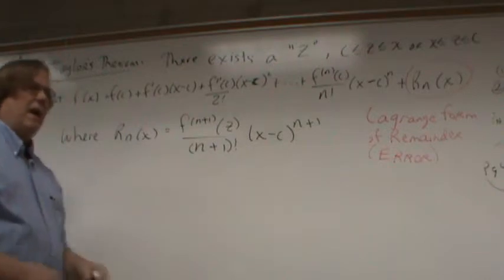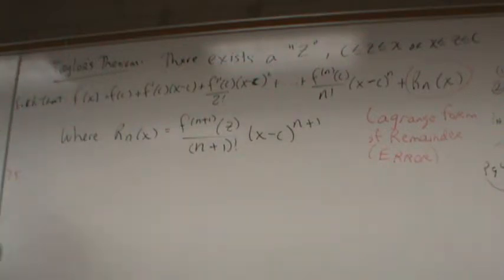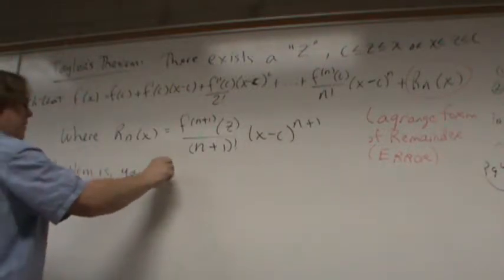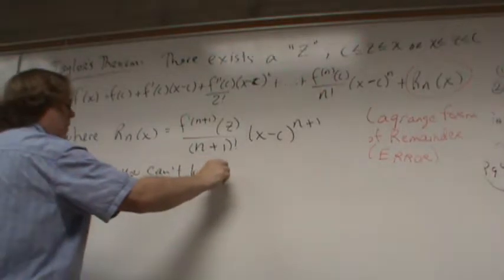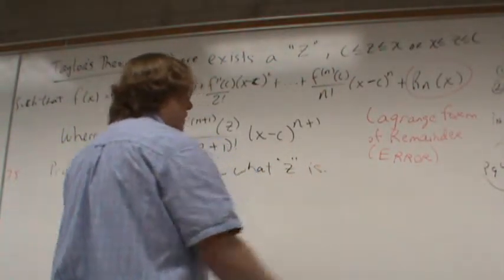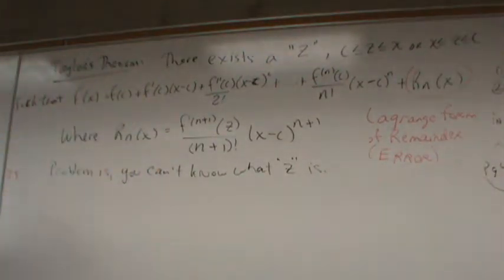So if I can put this in words, the problem is you can't know what z is. You just know the bounds of z. z is somewhere between c and x.